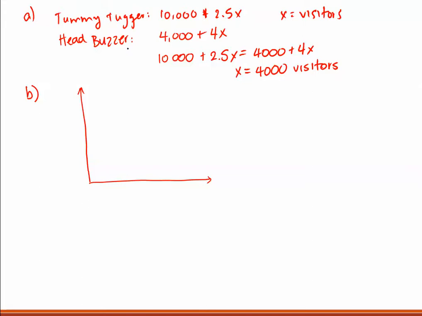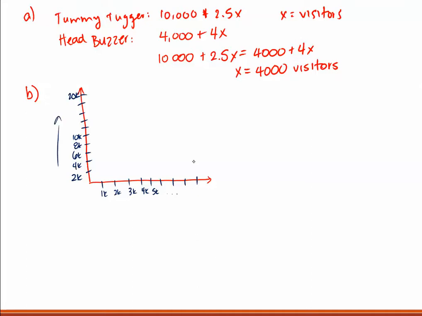Let's first begin by drawing my axes. Okay, 1, 2, 3, 4, 5, 6, 7, 8, 9. Each one of these, let's say, is 1,000 visitors, and so on and so forth. And let's say that each one of these lines is a cost of 2,000. So that's 4,000, 6,000, 8,000, 10,000, all the way till 12, 14, 16, 18, 20,000.